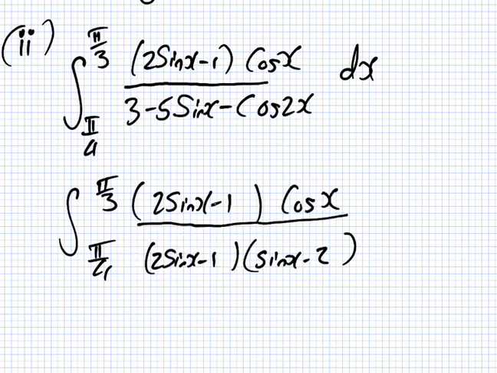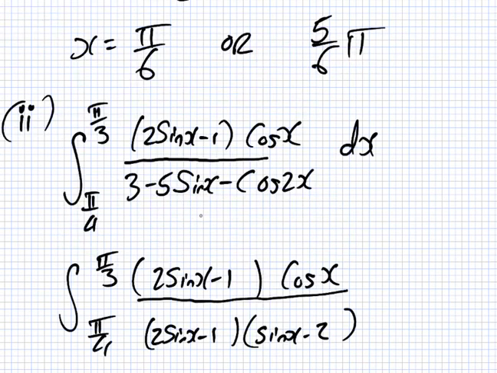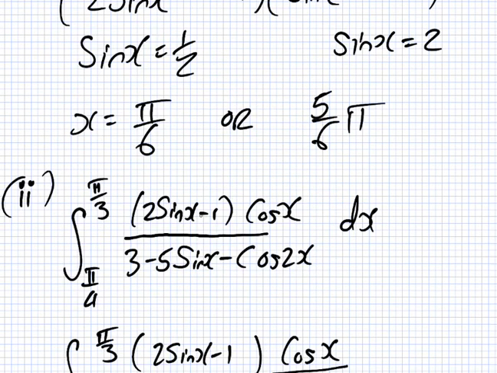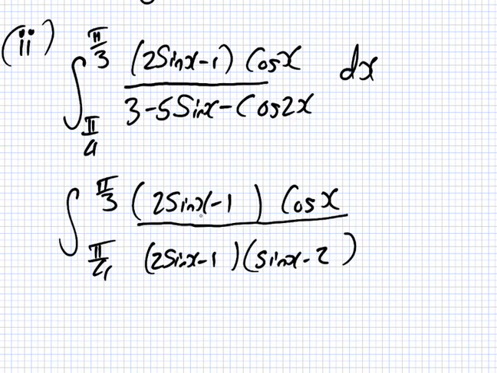Am I allowed to cancel this with this? The top at the bottom. Only if sine x is not a half. Which means only if x is not these two numbers, which they're not, because I go from minus pi over 4 to pi over 3. That does not include pi over 6 or 5 pi over 6. So it's fine to cancel these.